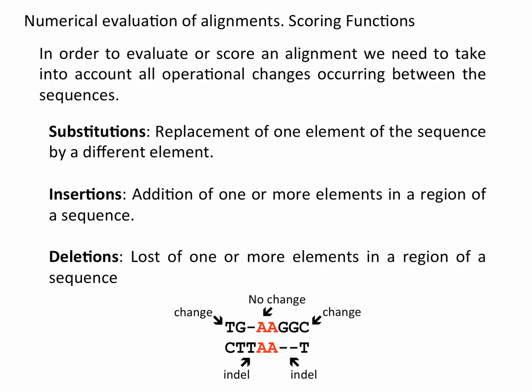For the numerical evaluation of the alignment, we need to take into account all operational changes occurring between the sequences. These were previously defined as substitutions, that is the replacement of one element of the sequence by a different element, the insertions, that is the addition of one or more elements in a region of a sequence, or deletions, that is the loss of one or more elements in a region of a sequence. Here we have an example of substitution, or insertion, or deletion.